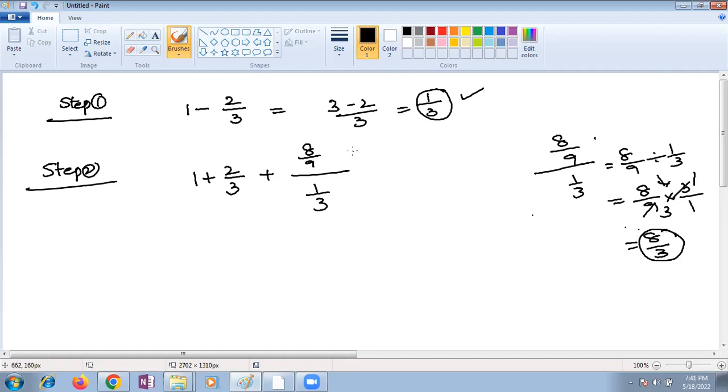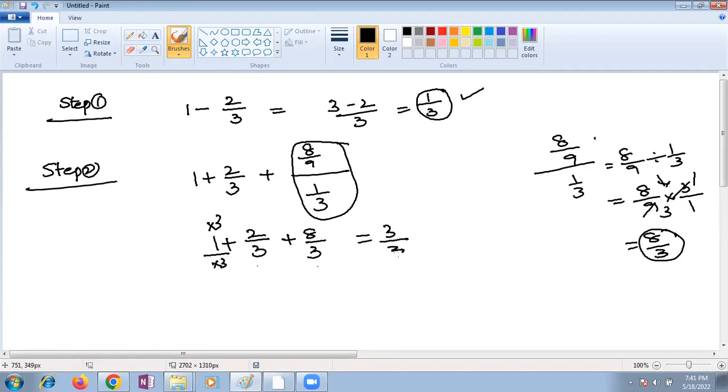8 by 3. Instead of this, what can I write? Listen first. Don't interrupt the class. 8 by 3. So these two are like fractions. To make them like fractions, I should multiply both sides with 3. So this will be 3 by 3 plus 2 by 3 plus 8 by 3.